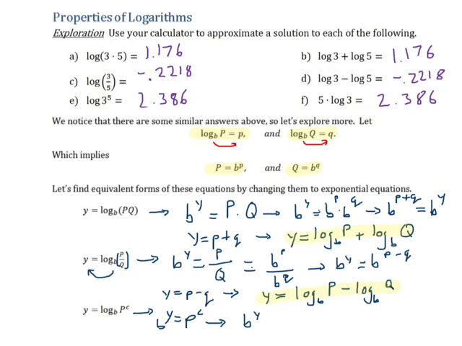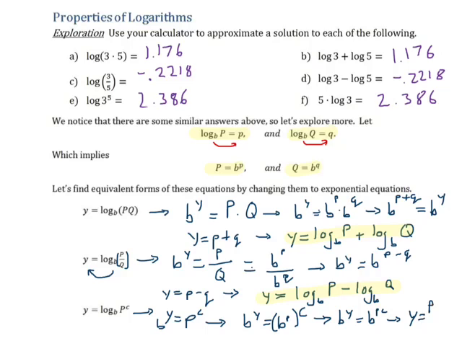B to the y equals b to the little p, that's a little p, to the c power. So this c right here goes to here, and I'm replacing this capital P with b to the p. Well, this is just, we can say b to the y equals b to the pc. So that tells us that y is equal to p times c.